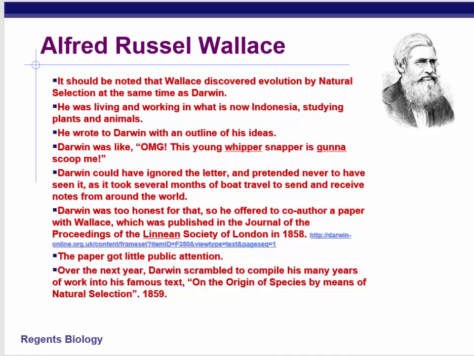The paper got very little public attention. People were like, "Eh, whatever." Some of the scientists read it and thought it was interesting, but for the most part, it was, "Eh, whatever." So Darwin decided that that was not good enough, and he needed a more robust, a more detailed explanation of what was going on. And that was when he spent the next year, a little bit more than a year, really, putting together his most famous text on the Origin of Species by Means of Natural Selection.